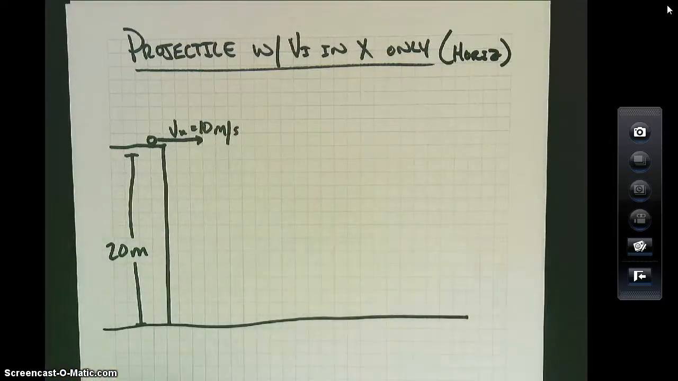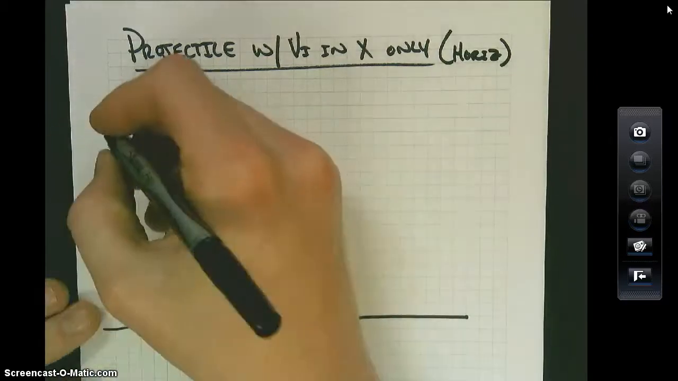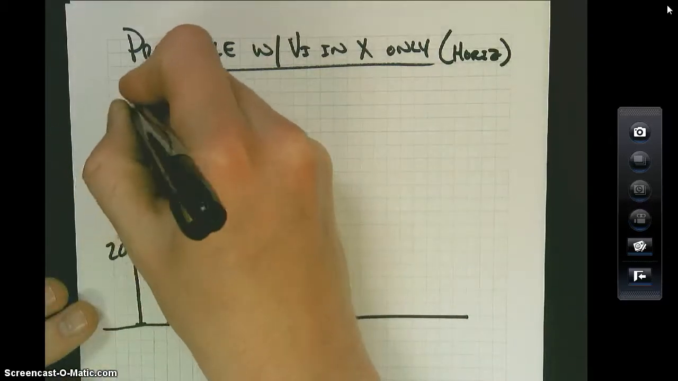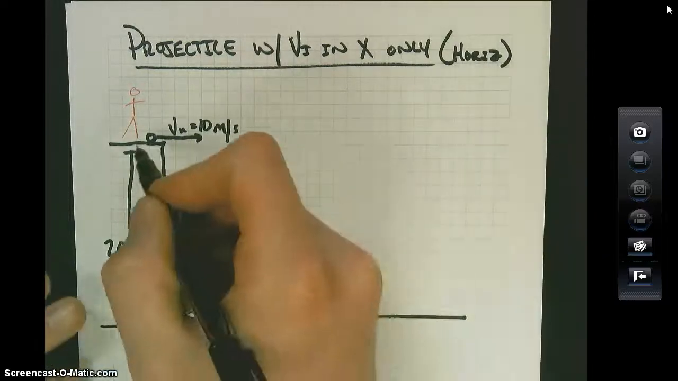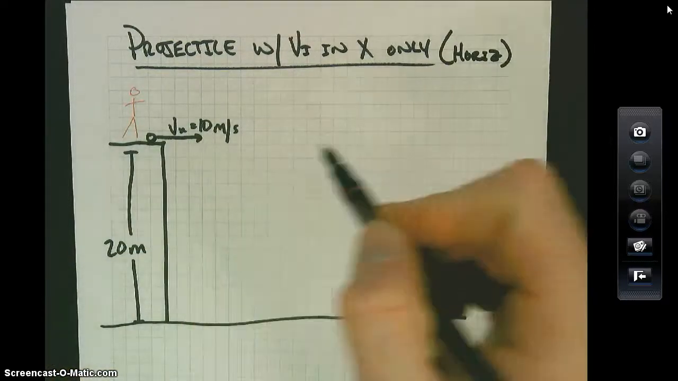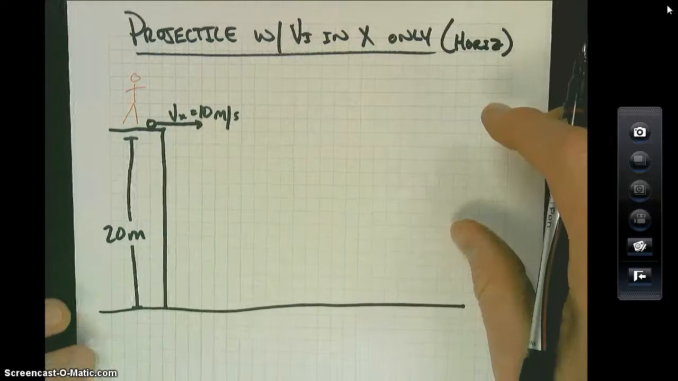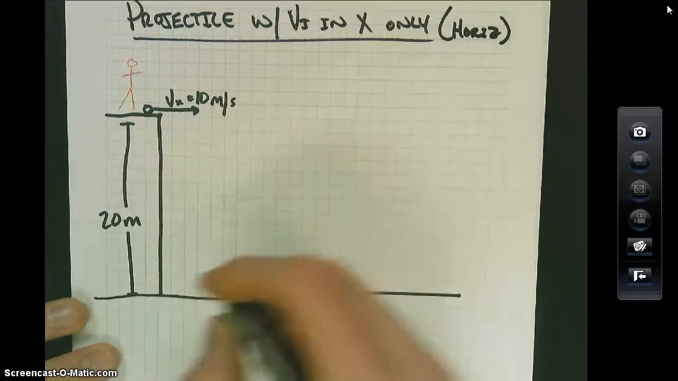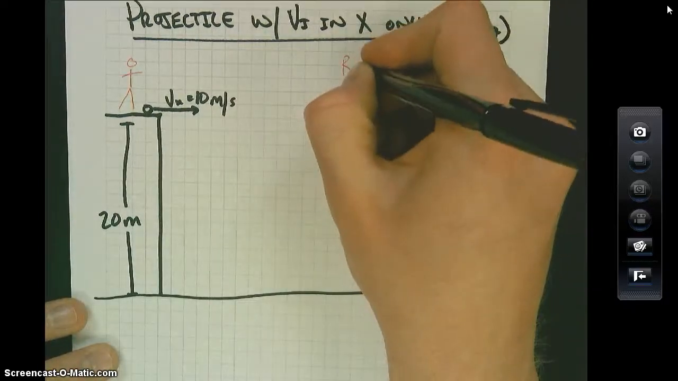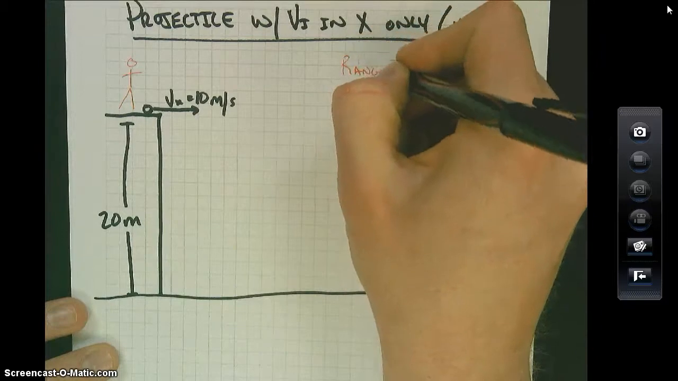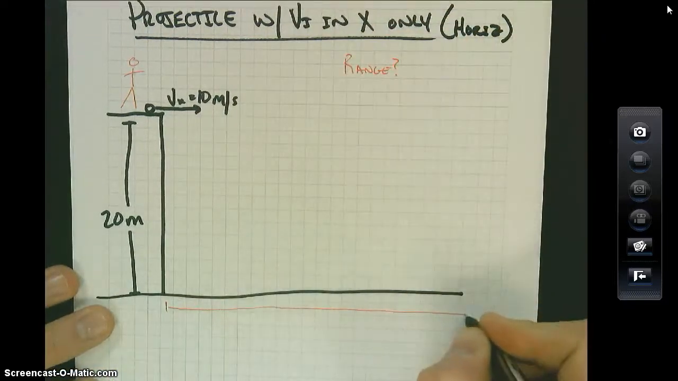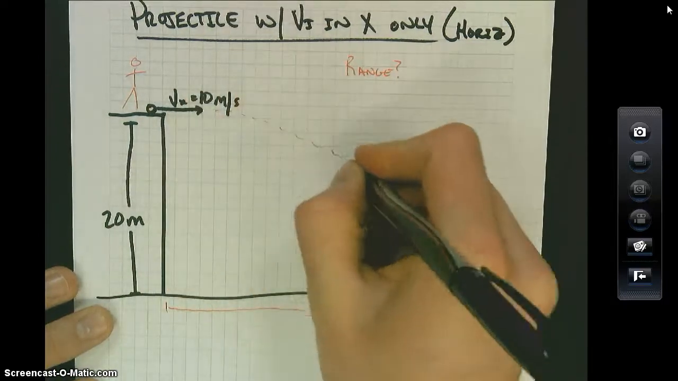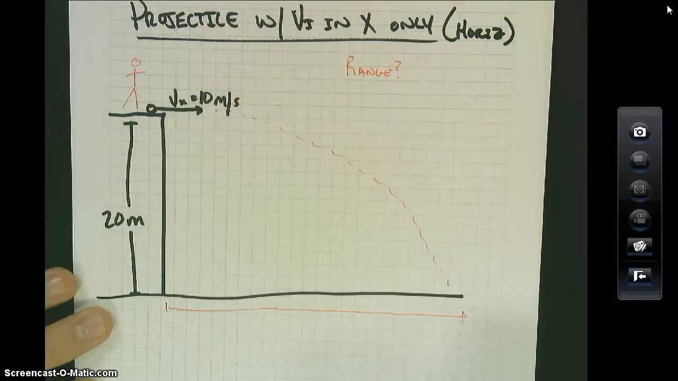So for this one, we're going to say that we have an object on a 20-meter tall cliff, and let's say there's a person playing soccer, and this guy kicks the ball perfectly horizontally so that when it leaves the edge of the cliff, its velocity in the x direction is 10 meters per second. Now, what I want to know is what the range is. And so that would describe how far this object would go in the air in projectile motion.